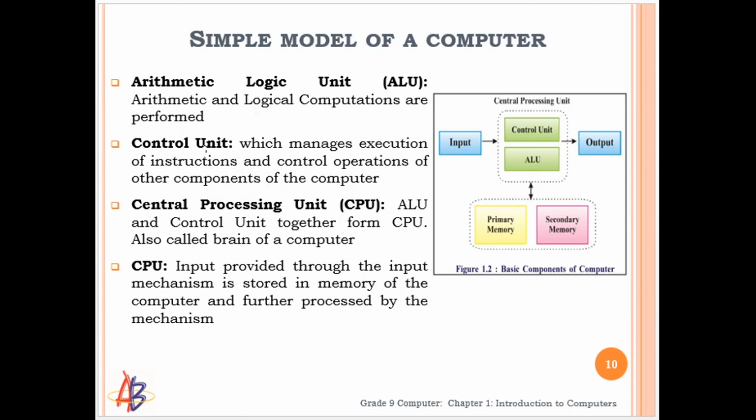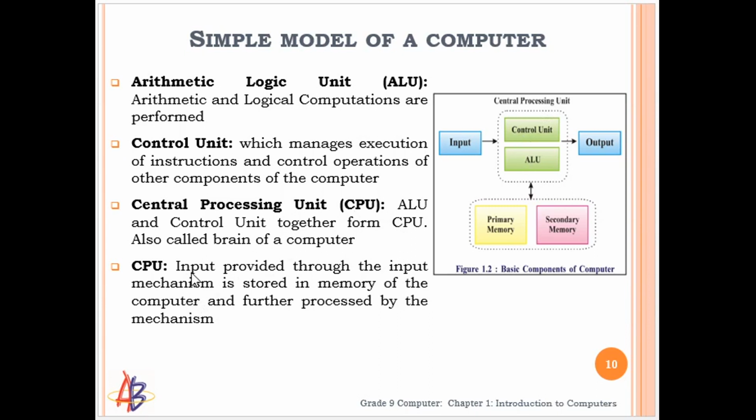What does the control unit do? The control unit manages the execution of instructions and controls the operation of the other components of the computer. So it is like a manager that manages the whole thing. And if we combine the ALU and the control unit, then what we have is the central processing unit. So the ALU and the control unit together form the CPU.